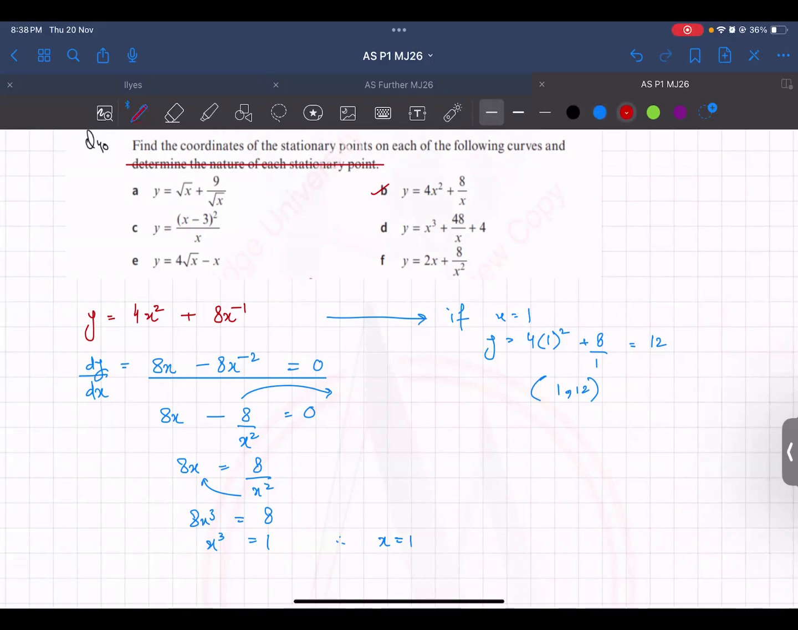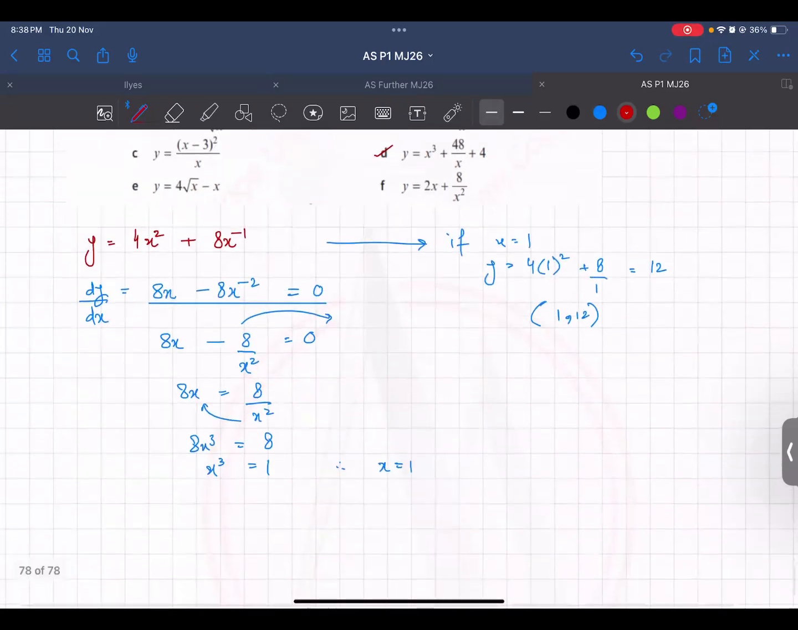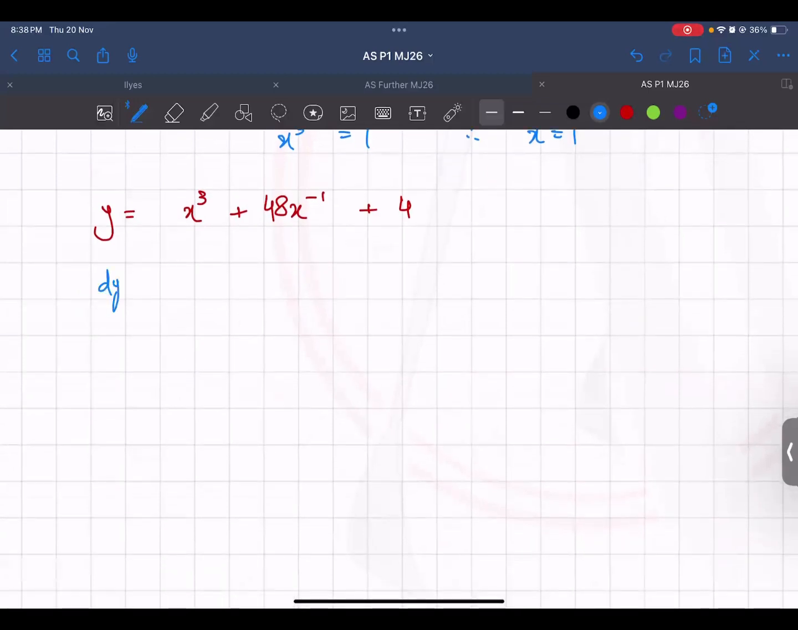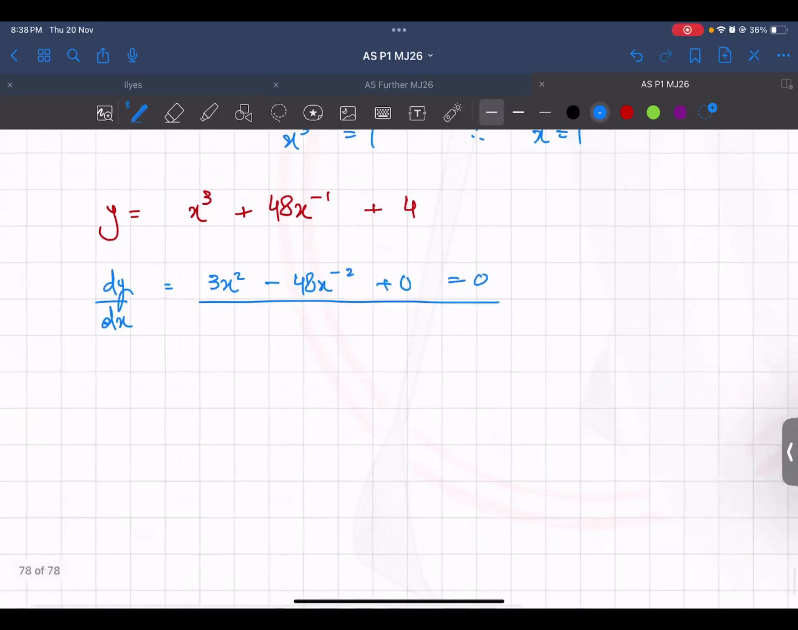Okay, I'm doing another one. Let's do this one. So y is equals to x cube plus 48x minus 1 plus 4. So you want to find the turning point, so dy by dx. Differentiate. It will be 3x squared minus 48x minus 2 plus 0. Equate to 0 because you want to find the turning point. So 3x squared, 0 is 0. Don't even write it. You can move the minus 48 on the other side.